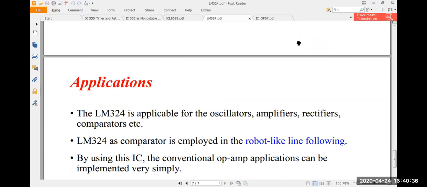So LM324 is applicable for oscillators, amplifiers, rectifiers, comparators. Robot like line following. So the LM324 as a comparator can be employed as far as robot like line following.